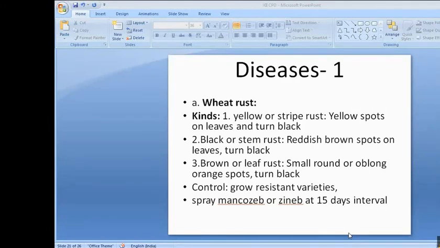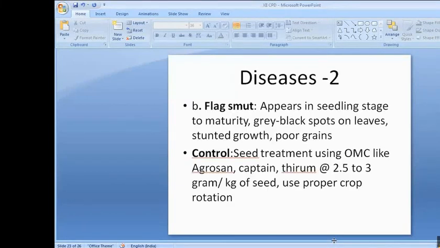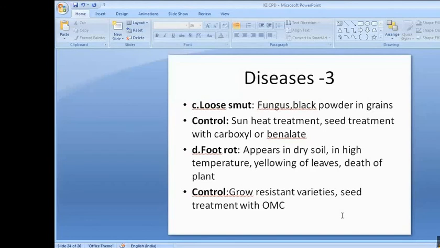Control: we have to grow resistant varieties, or we can spray mancozeb or zineb. We have to spray this 15 days after sowing. Then rust control, we have just studied. Then there is another disease, karnal bunt. Bunt means there is no formation of grain, it becomes like a flag, and 100% loss is there. We have to use seed treatment with agrosan, ceresan, or any one of the organomercury compounds. Then loose smut, in this case black powder is found, 100% loss is there, control is the same.